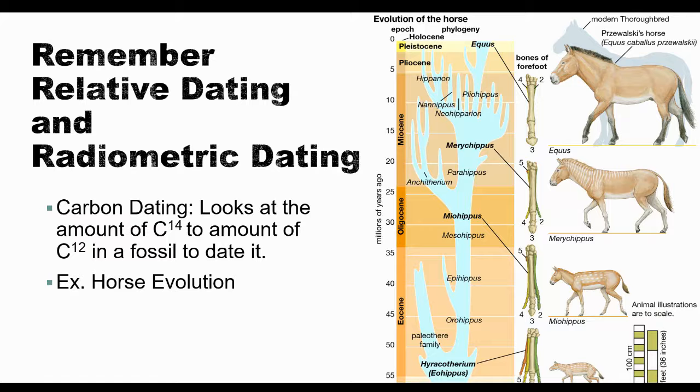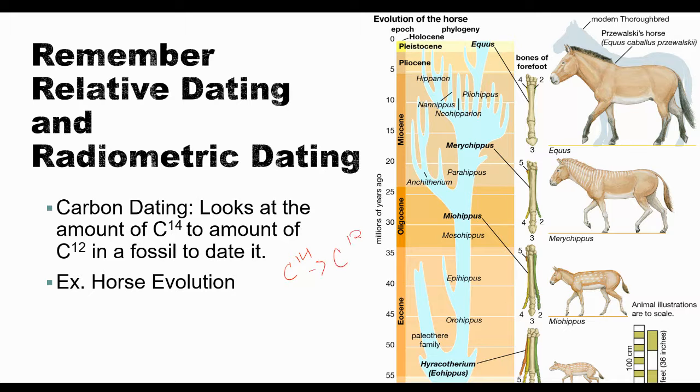All right, and just a reminder between relative dating and radiometric dating. Relative dating is just what layer of rock it is in. But radiometric dating is also called carbon dating because we use carbon when we're looking at living things. It looks at the amount of C14 compared to the amount of C12 in a fossil, and it can use that to date it because over time, the C14 will break down into C12.